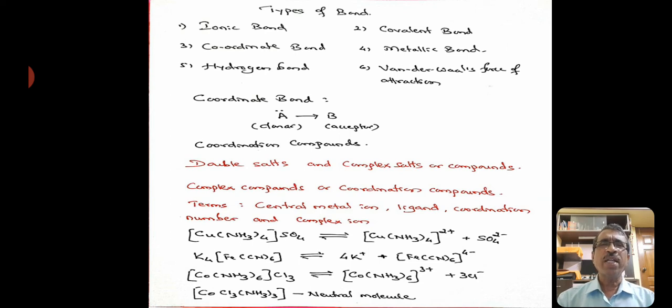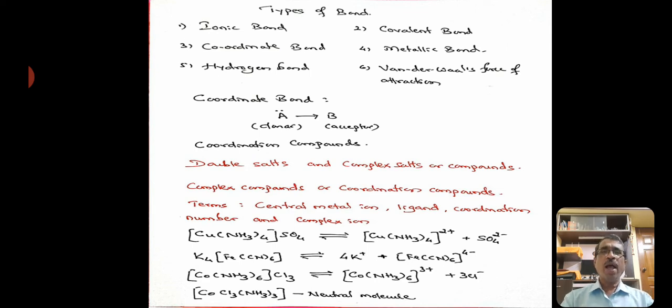The compounds containing coordinate bonds are called coordination compounds. The study of these coordination compounds is known as coordination chemistry. This is one way of how coordination chemistry started. Now there is another way: the scientists were interested in studying the mixing of two simple salts. During these studies, they mixed two simple salts and obtained double salts.